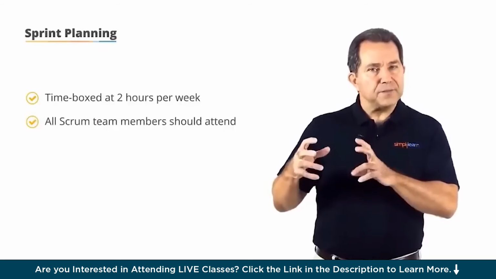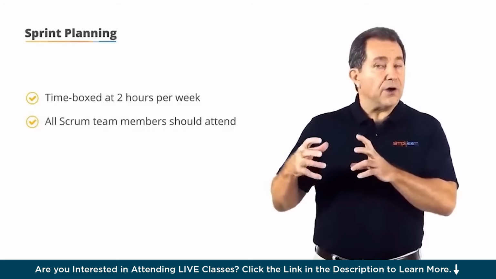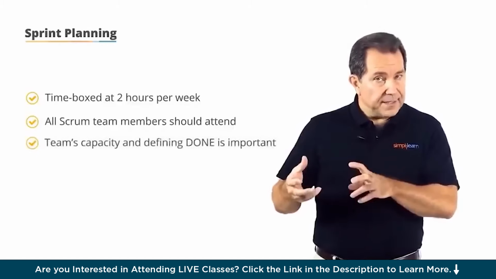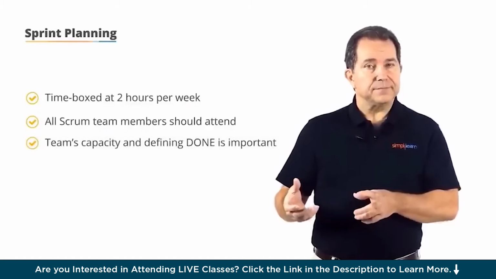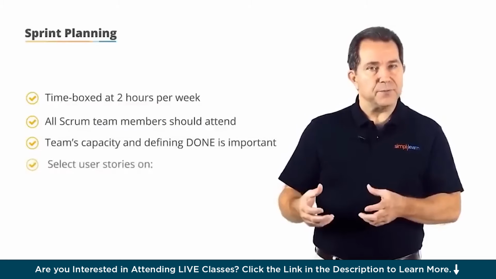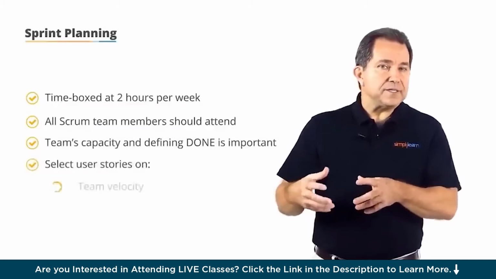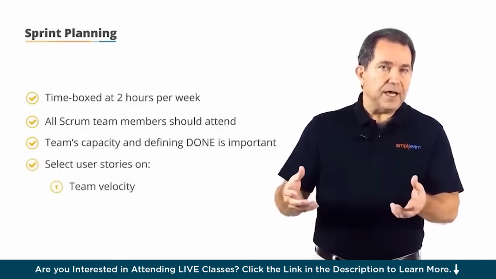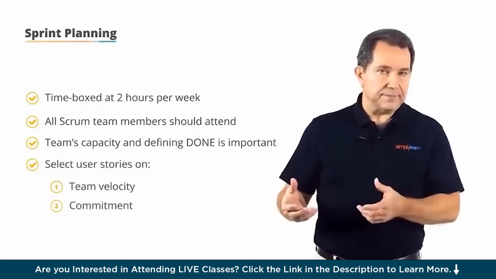The most important aspects of this meeting are the team's capacity and the definition of done. There are 2 approaches to selecting user stories for a sprint. One is based on the velocity of the team. The other is commitment-driven.